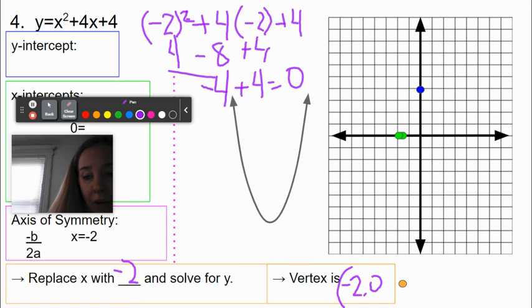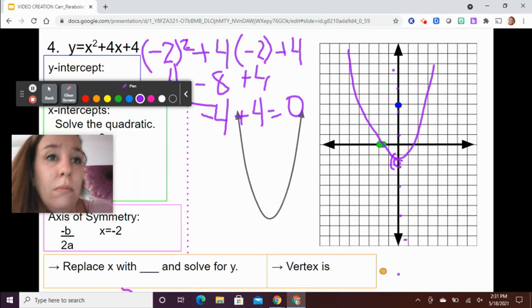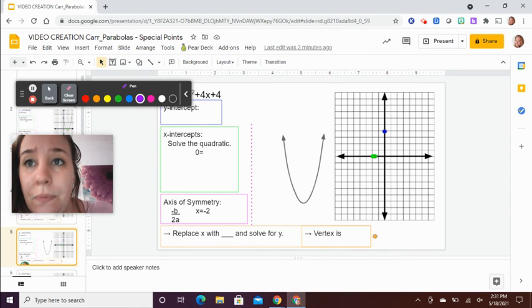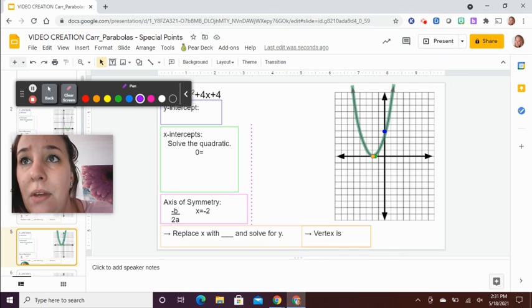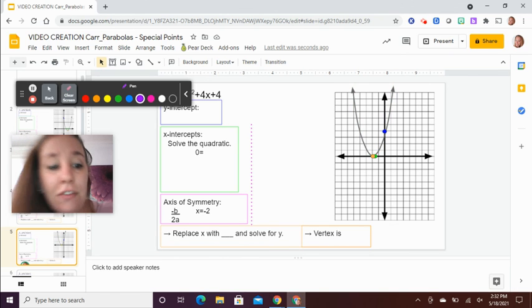So -2, 0, which makes perfect sense because that would mean this is my axis of symmetry here at -2, and this is my vertex, which makes perfect sense because I told you the parabola is going to end up looking something like that. So our intercepts and vertex is the same parabola graphed.